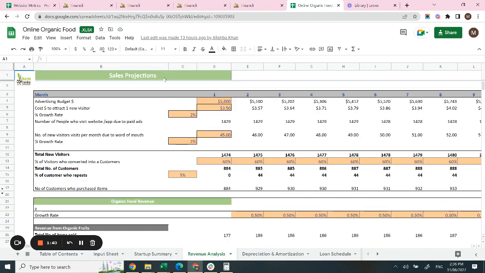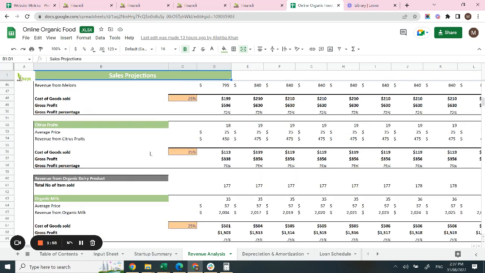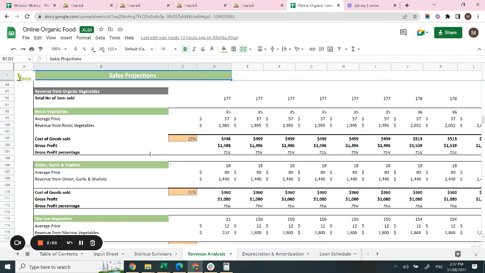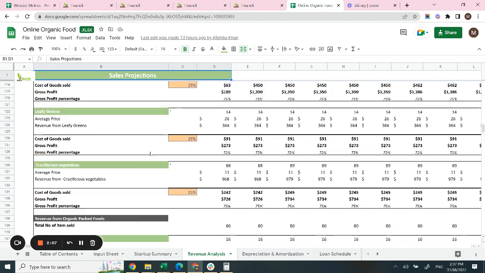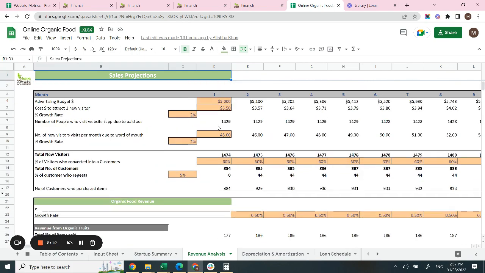Moving on, revenue analysis. It is mentioned on a monthly basis, and the sales projection and highlighted key areas can be changed according to your financial assumptions. It includes organic food revenue, tropical exotic fruits, and some other revenue generated by your products, and cost of goods sold, gross profit margin, and some other relevant information which will help you analyze your sales projection.